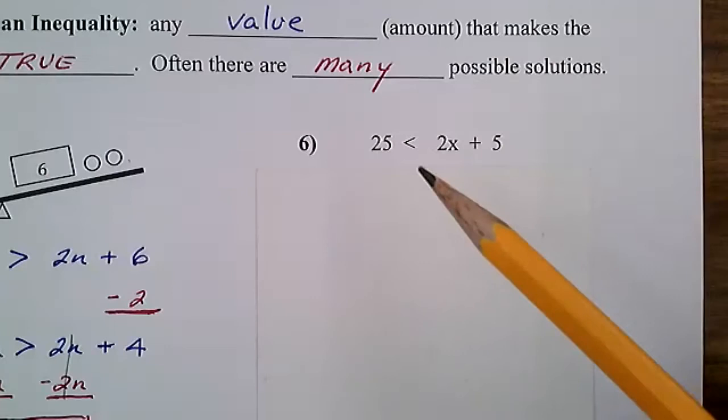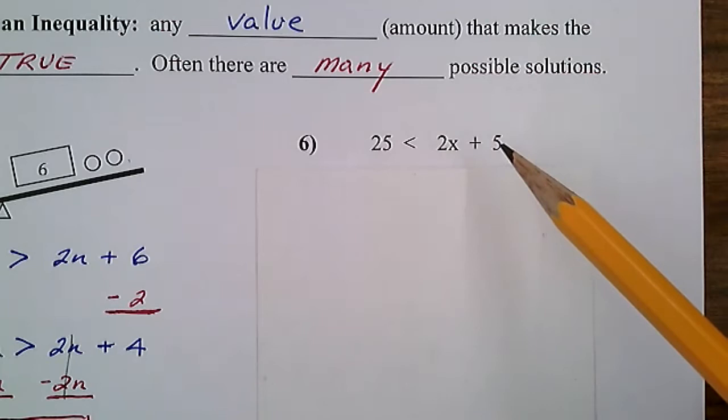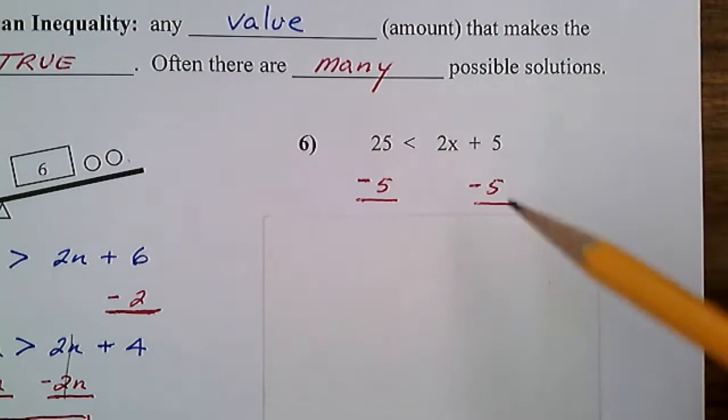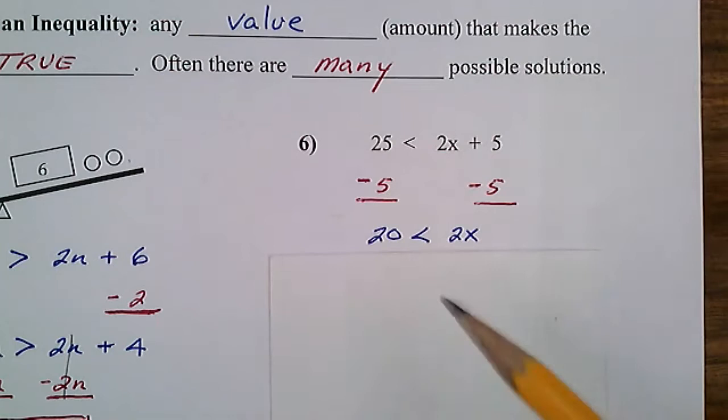So on number 6, my variable is here, so I want to isolate the variable. The first thing I'm going to do is subtract 5 from both sides. So these are going to cancel. 25 take away 5 is 20. So now I have 20 is less than 2x.